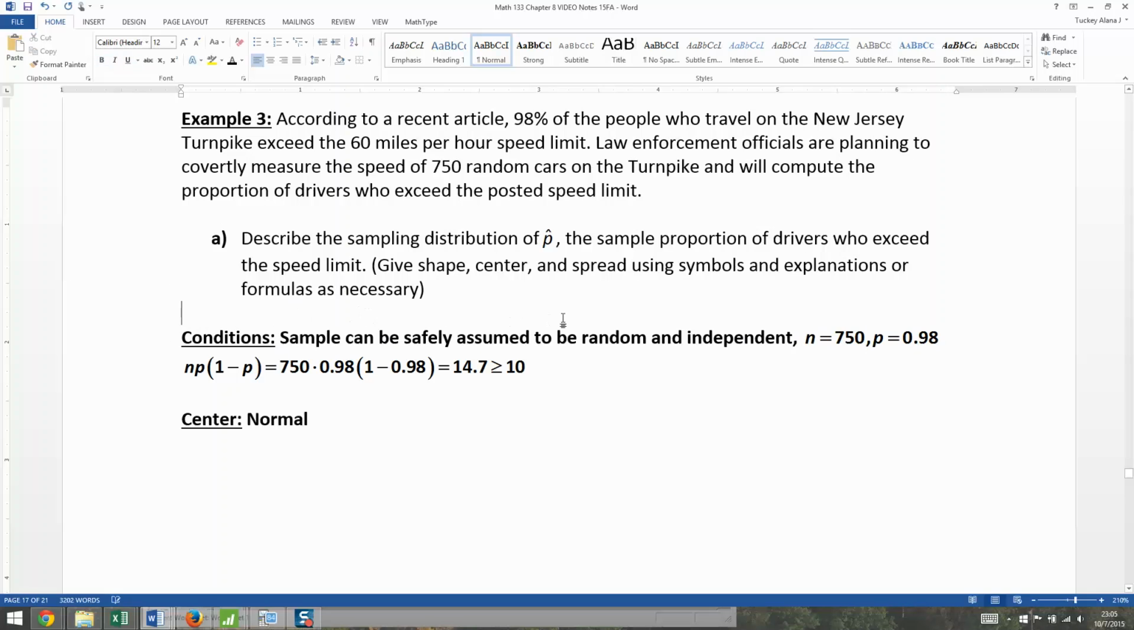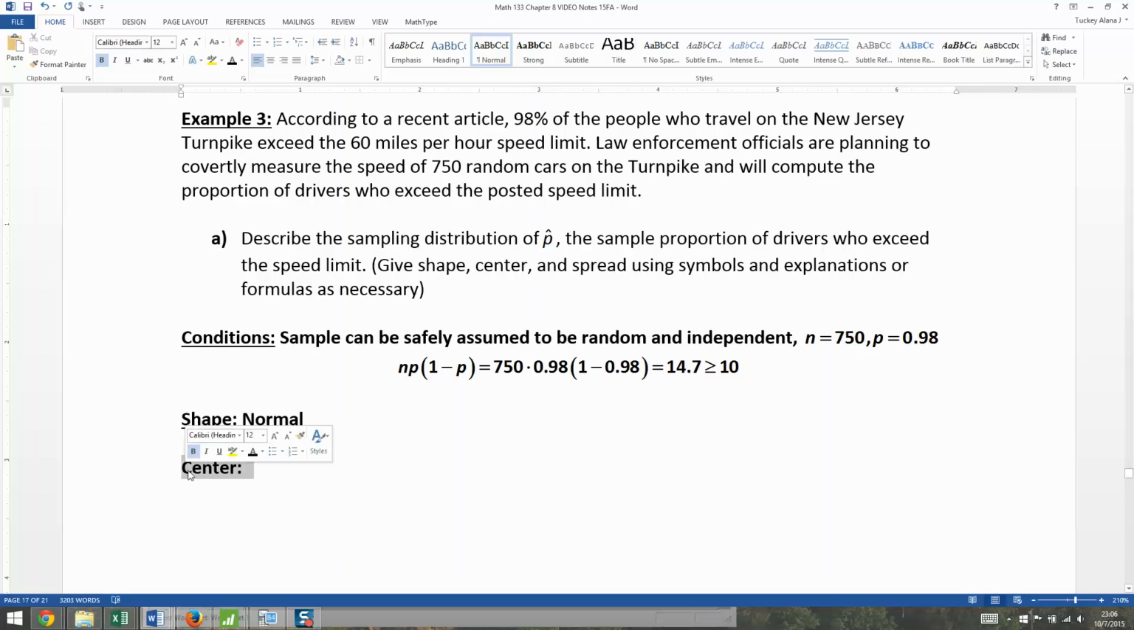We've got our random and independent. We've got n is 750, and p is 0.98, and then there's our 3rd condition, that n times p times 1 minus p is greater than 10. All right, so now we know it's normal, because the conditions above are met. You can't actually say it's normal unless you prove the conditions part first. Oh, sorry, that's not center, that's shape. I'm losing my mind. Sorry, that's shape. Normal. Now the center.